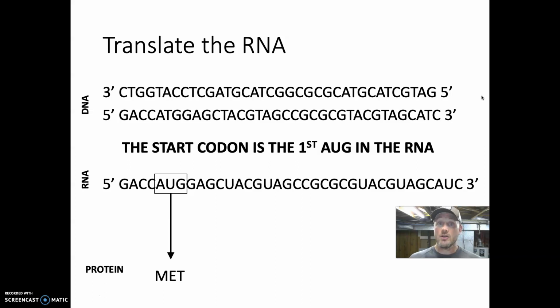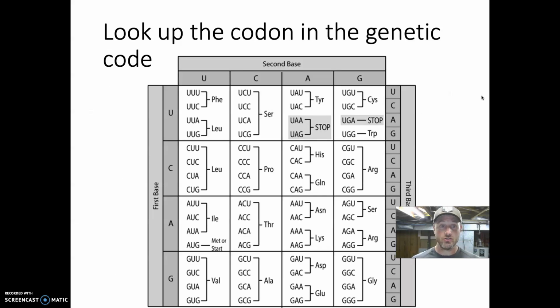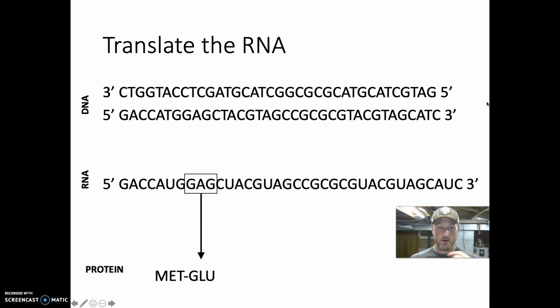All right, so then I'm just going to keep going with that process. I've got to look up the next codon. So I did the start codon, AUG. The next codon is GAG. So I go back to my genetic code and I look up GAG. So again, GA, here are all the GA combinations. There's GAG, Glu, glutamate. So we put a Glu in our protein sequence.